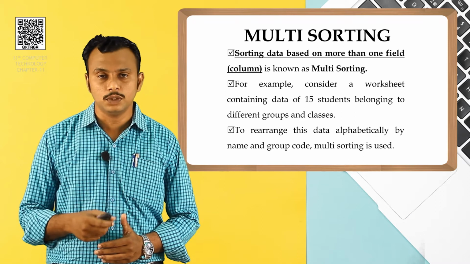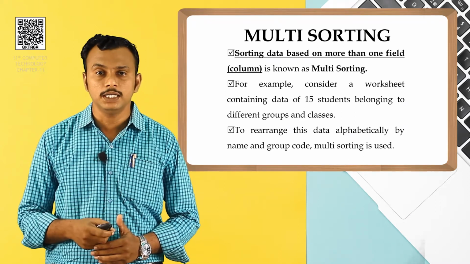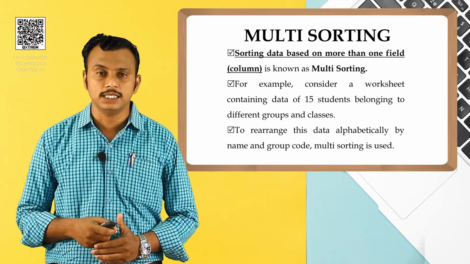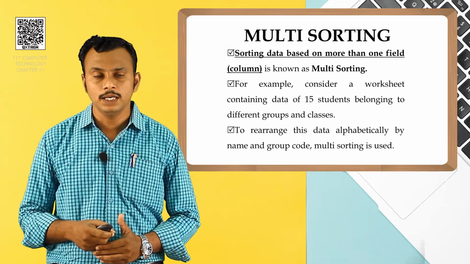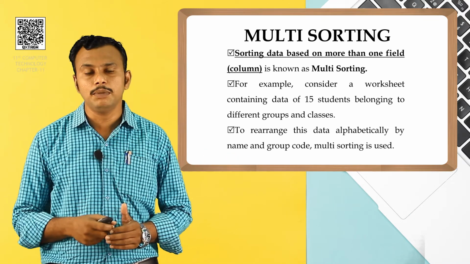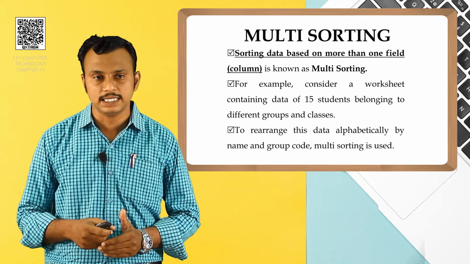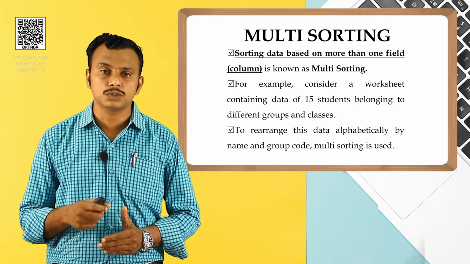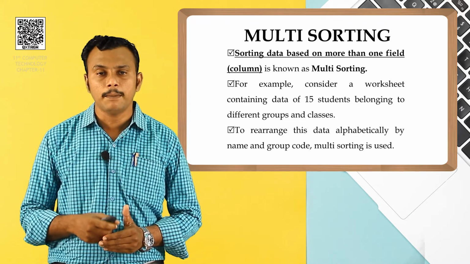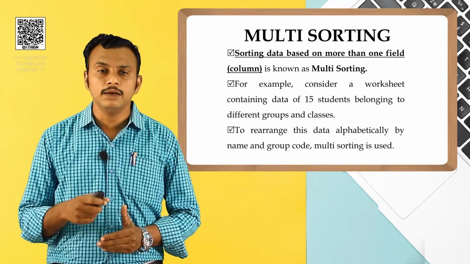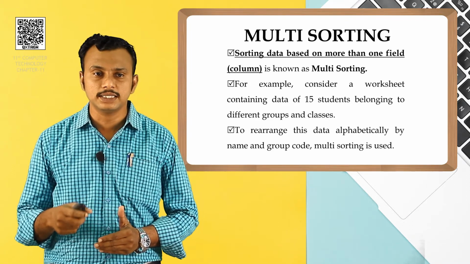Whenever we use simple sorting, we can use only one column and arrange that particular column alone. When we go for multi-sorting, we can sort by more than one column, that is more than one field, so that the data can be arranged by more than one column. Let us consider the example. The example contains 15 students belonging to different groups and different classes. We are going to arrange the students' data in an alphabetical manner by group code, and then by the student's name.